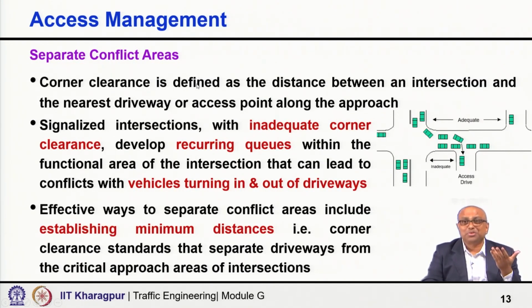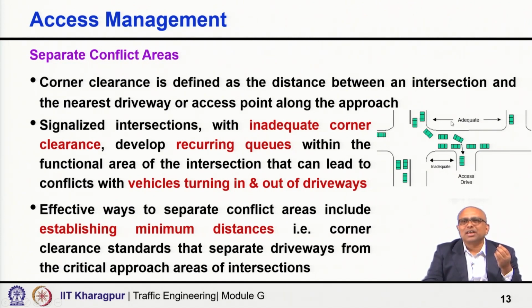Next strategy or principle, separate conflict areas. As I said, do not make the conflict areas too close, let them be as far apart as possible, right. So, one new term we are introducing here is the corner clearance. The corner clearance is defined as the distance between an intersection and the nearest driveway or access point along the approach. So, this is the corner radius, one distance between an intersection and the nearest driveway or access point.